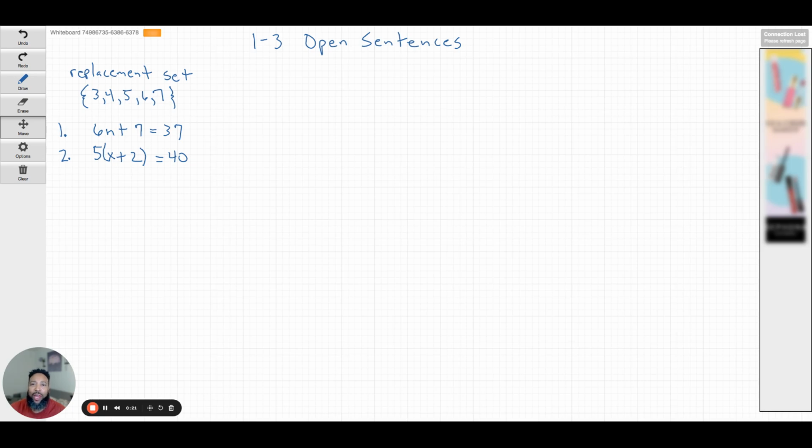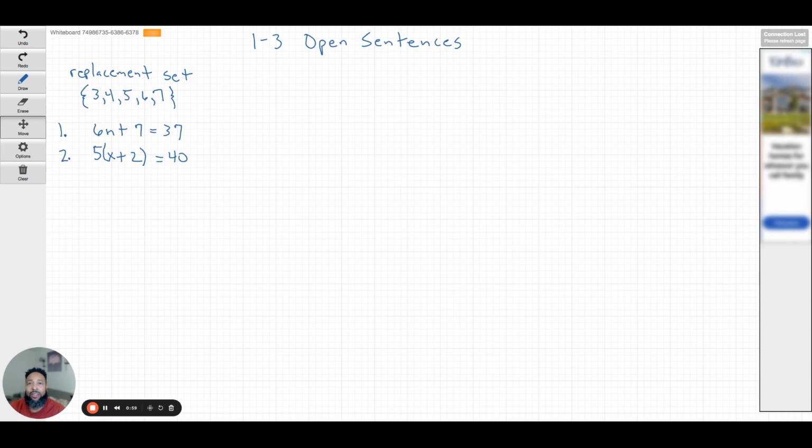So in algebra, we have what they call open sentences. Basically, an open sentence is just a mathematical statement, such as what you see right here, number one, 6n plus 7 equals 37. It's a mathematical statement that has one or more variables in it, a variable n in this case. Basically, you cannot solve this equation without solving what n is, and that's what makes this an open sentence. So when you solve this open sentence, that's considered solving the problem, and the solution would be whatever the value of n is.